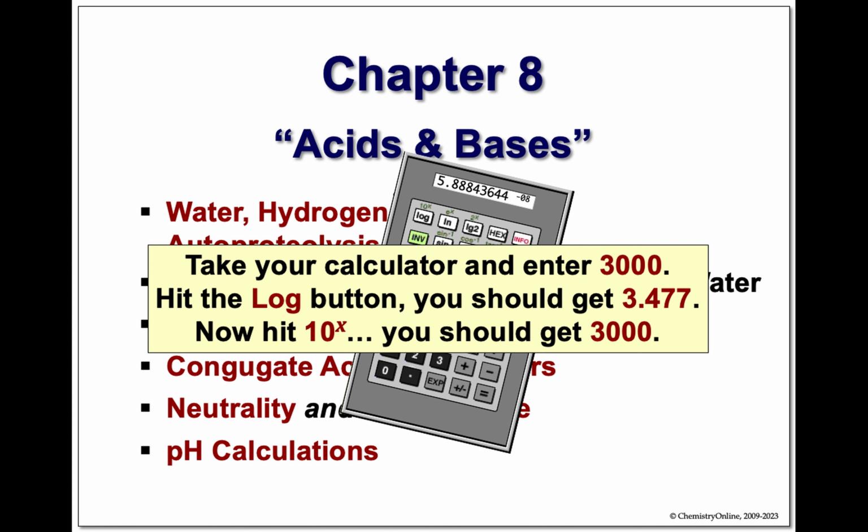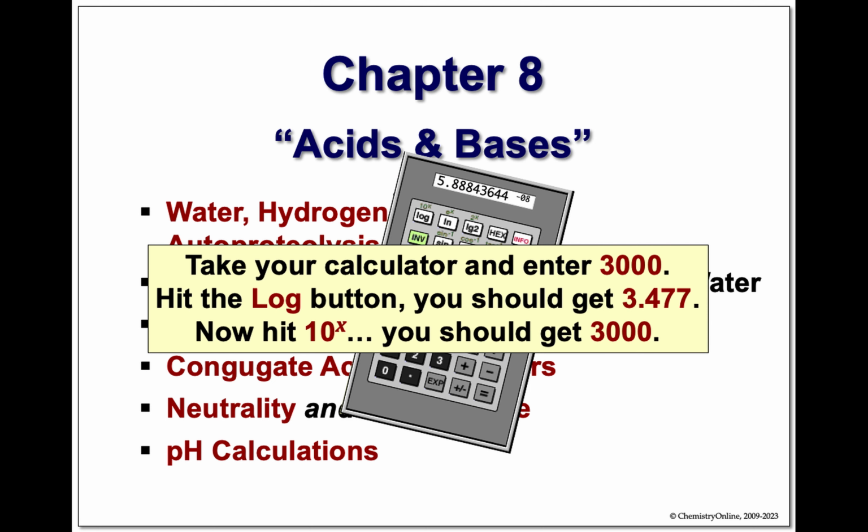Now, the other function you need is 10 to the x. On my calculator, I have to hit the green button, and then this thing here. When I do, I should get 3000 one more time. Depending upon your calculator, rounding errors may be slight, but you should be very close. Any questions?